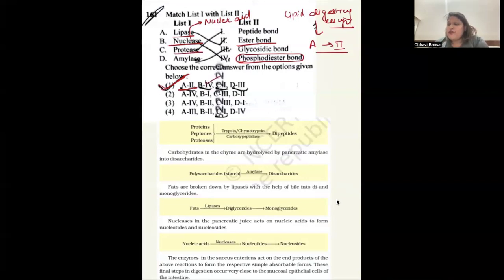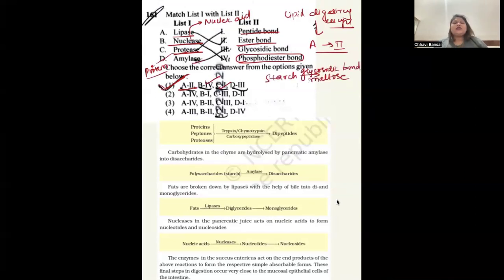This is also correct. Protease digests protein. Protein has what? It has a peptide bond. So for C, option 1 should be there, right? And for D, amylase. Amylase digests carbohydrate. In carbohydrates, the bond that is present is the glycosidic bond, right? So amylase is the enzyme that digests starch and converts it into maltose. This breaking down of starch into maltose is due to the breaking of the glycosidic bond.